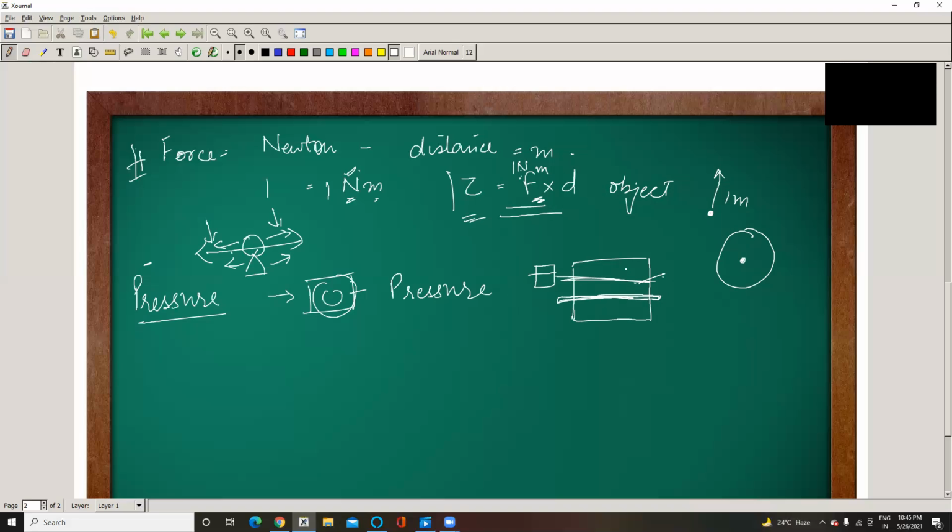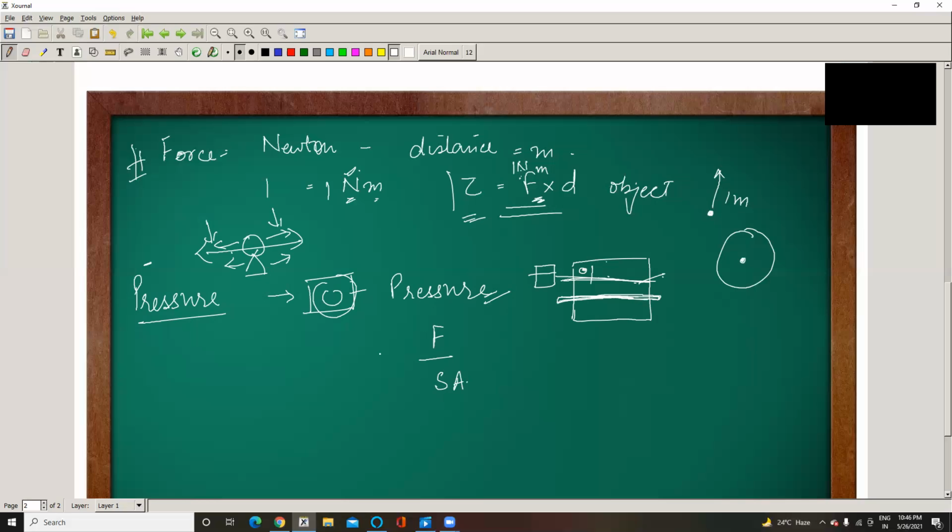So the normal force acting per unit area of surface is called the pressure. And if F is the normal force applied on a particular surface area, then the pressure exerted on this area will be the force upon that particular surface area.